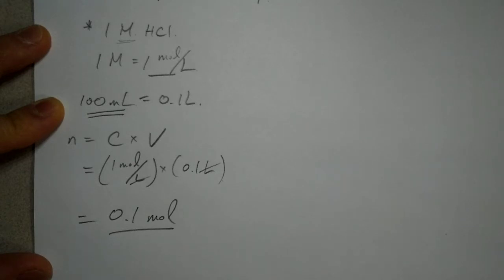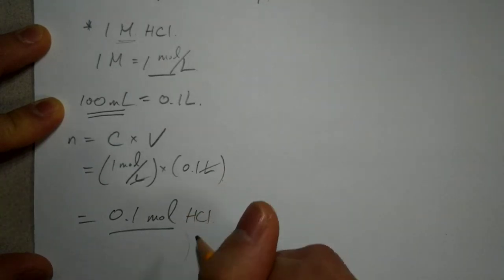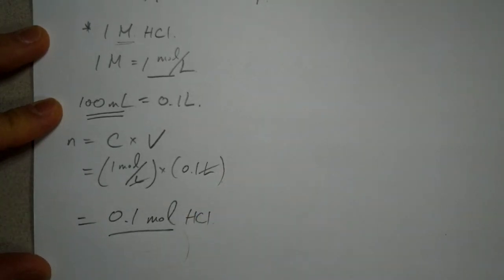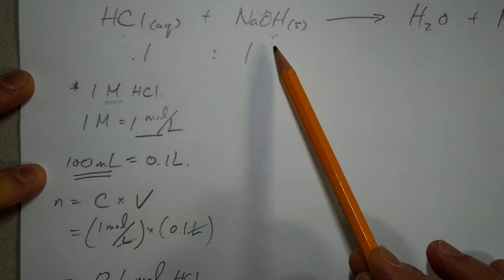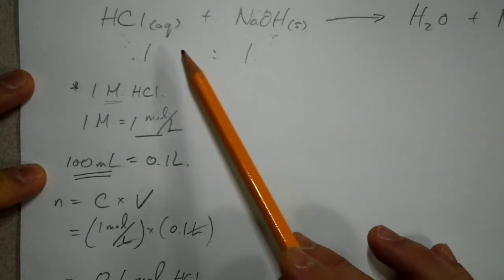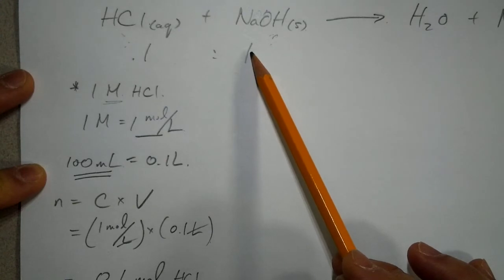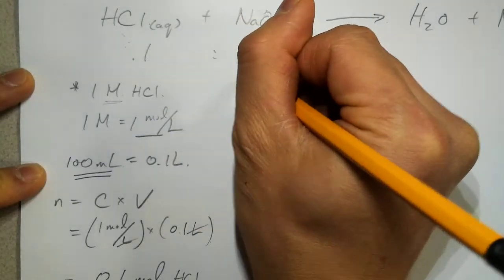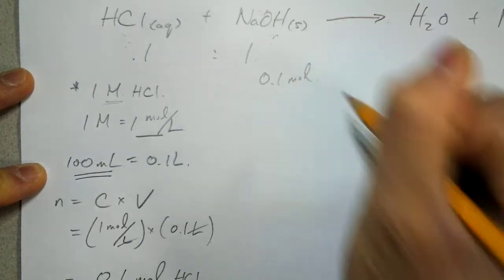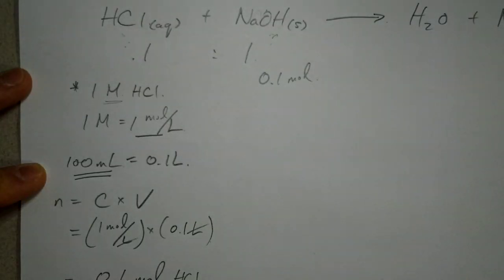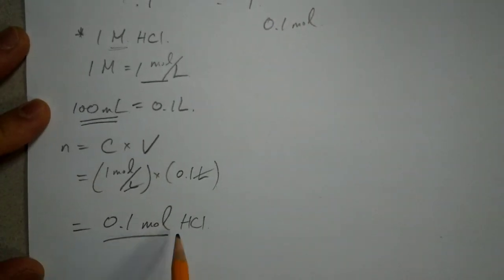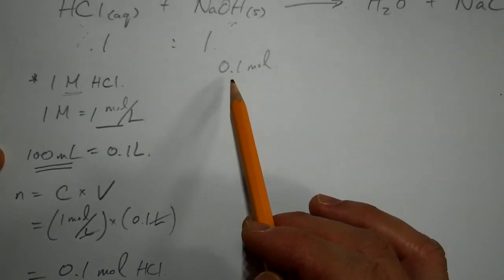Now this is 0.1 mole of HCl that you're going to have in your reaction mixture. Since it is a 1 mole to 1 mole ratio between the HCl and the NaOH, what it means is that you also will need 0.1 mole of NaOH. Do you guys follow so far? Because it's a 1-to-1 reaction. So if you only have 0.1 mole of HCl, you also need 0.1 mole of NaOH.